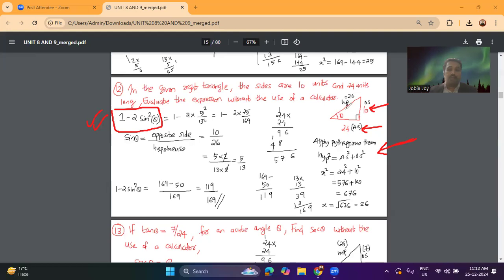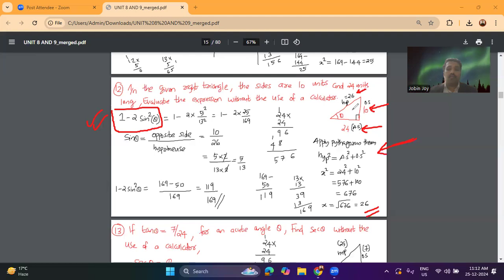So hypotenuse I don't know. I will put hypotenuse as x. So x square is equal to adjacent side 24 square plus opposite side 10 square. So 24 square plus 10 square is equal to 576 plus 100. That is equal to 676. So x is equal to, I will take the square root. So I will get x is equal to 26. That means hypotenuse is 26.